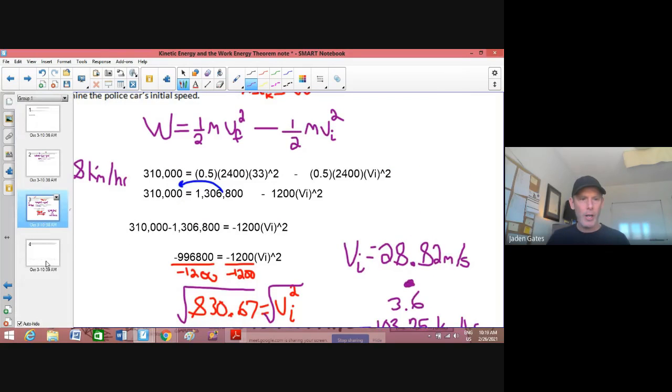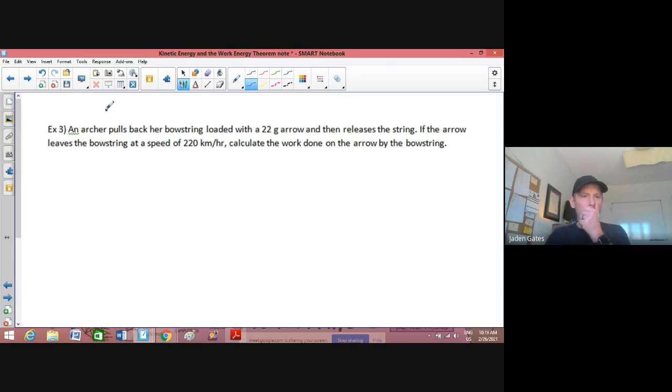Here we go. An archer pulls back her bowstring loaded with a 22-gram arrow, then releases the string. If the arrow leaves the bowstring at a speed of 220 kilometers per hour, calculate the work on the arrow by the bowstring. All right.